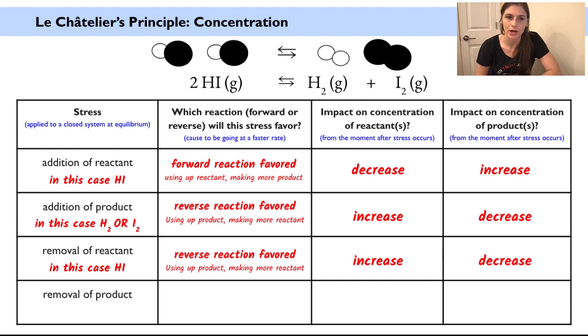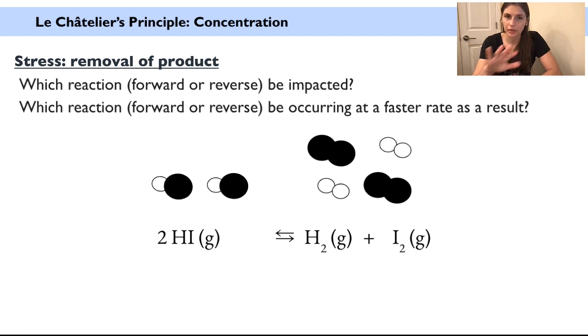Final example here, I want you to take a look and think about what we've just done and try to fill out that row on your own. Pause the video if you haven't had a chance yet. We're going to go ahead and think about what would happen if we remove some of our products. So if we remove either H2 or I2. So let's say we're starting with this amount. Which reaction will be impacted if we remove product?